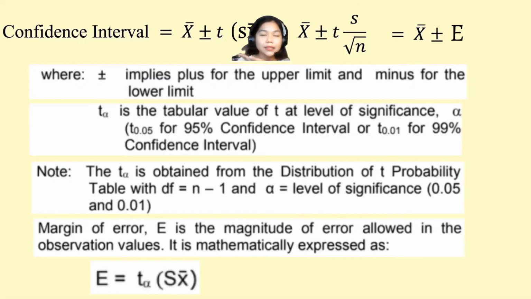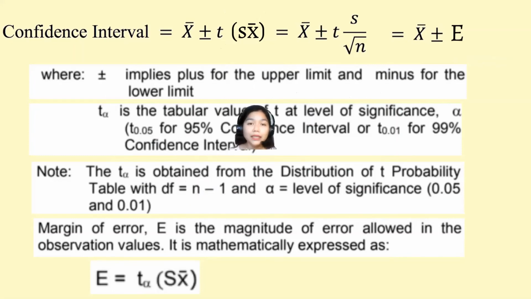So T times standard error is what we call the margin of error. So another formula is mean plus minus the margin of error. Plus minus po kasi it implies the upper for the plus and lower for the minus. T alpha po, ito po dapat ay T alpha, tabular value at a specific level of significance. Kunwari po, 0.05 pagka 95% at saka 0.01 pagka 99% confidence interval. Note po that T alpha is obtained from the distribution of T probability table with a degrees of freedom.